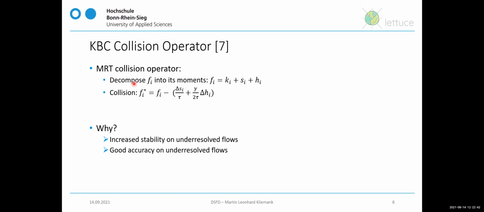operator. And it works by decomposing f into the different moments. So we have the constant ones, and then we have the second order moment and the higher order moments. And the second order moment is treated just with tau, so like BGK, whereas the higher order moments are relaxed using this gamma, which is an entropy optimized relaxation time. And this provides increased stability and good accuracy on under-resolved flows in comparison to BGK.